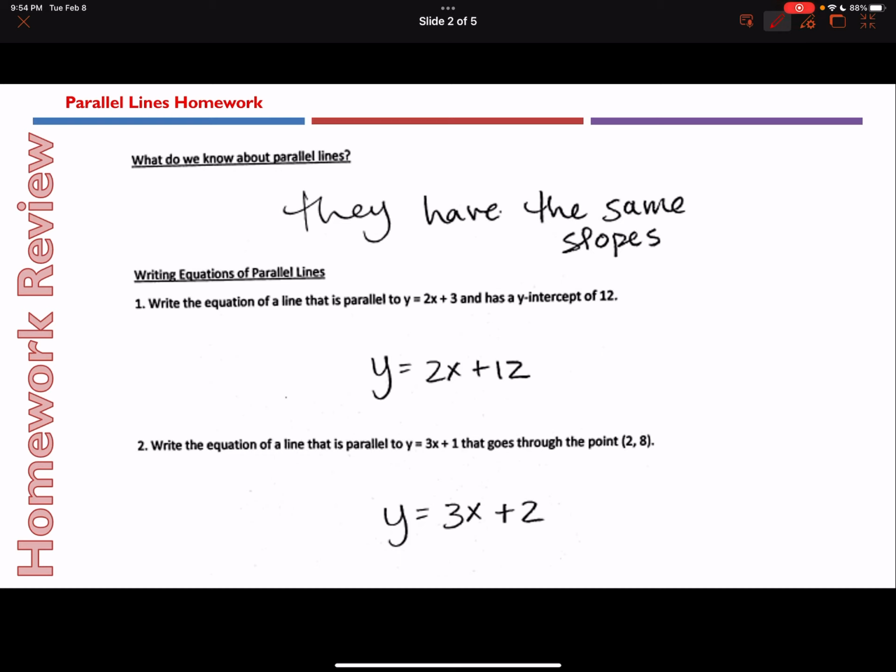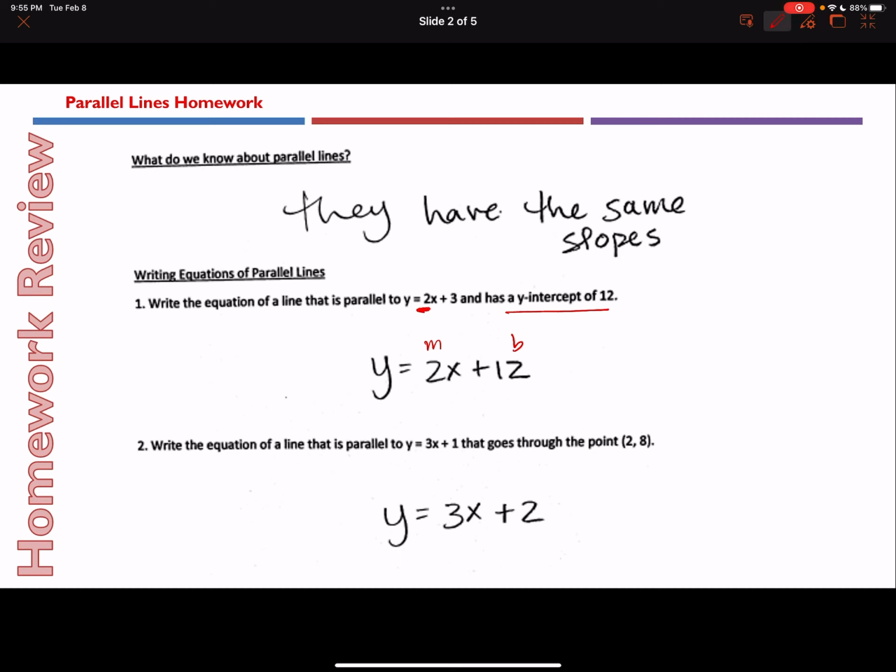So again, parallel lines have the same slope. We pull off the slope from the equation. m is equal to 2, y equals mx plus b. And now they're telling you that the y-intercept is 12, so you can just plug in m and b right there. You don't really have to do any work for number 1.